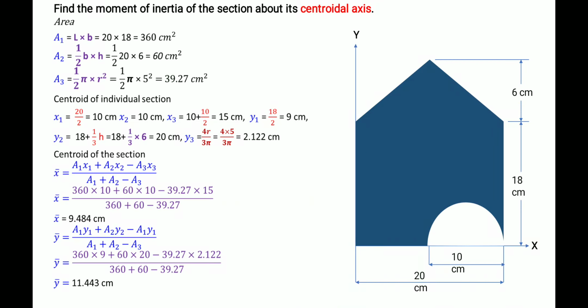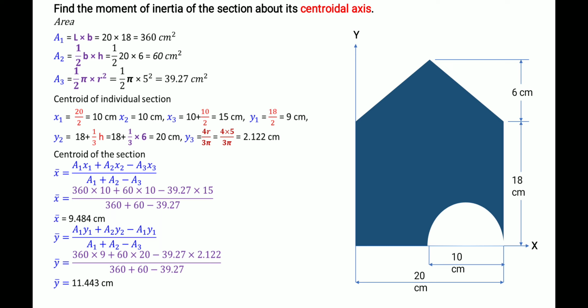We have to find the moment of inertia of the section about its centroidal axis. First, we have to locate the centroid, right? For locating the centroid, we need a reference axis: horizontal axis x and vertical axis y.